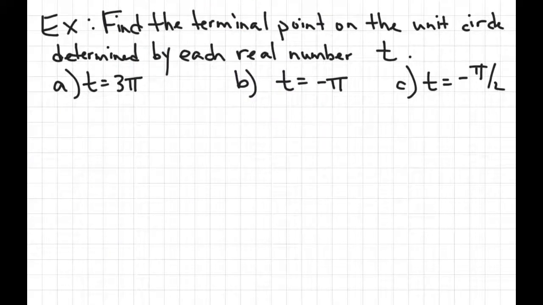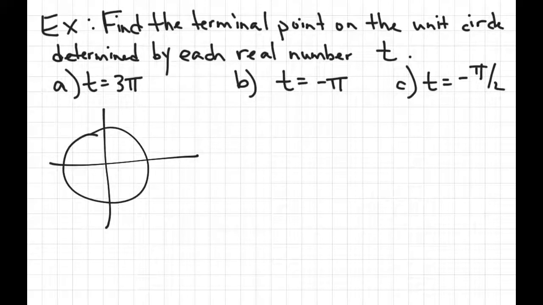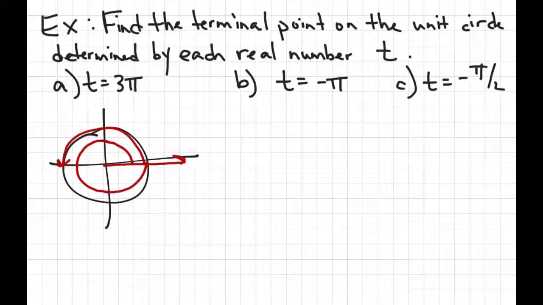Let's find the terminal point on the unit circle determined by each real number t. All right, let's start here with t is equal to 3 pi. Well, how do you get to 3 pi? Well, you start here at 0, right? And then pi over 2, 1 pi, 3 pi over 2, 2 pi. Well, if this is 2 pi and I need to be 3 pi, I need to go another pi. And where am I at? I'm over here. Well, if I'm over here, it hits the unit circle at negative 1, 0.